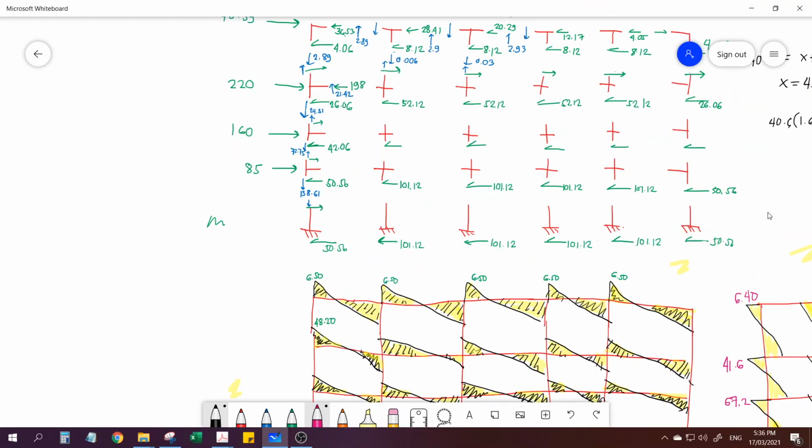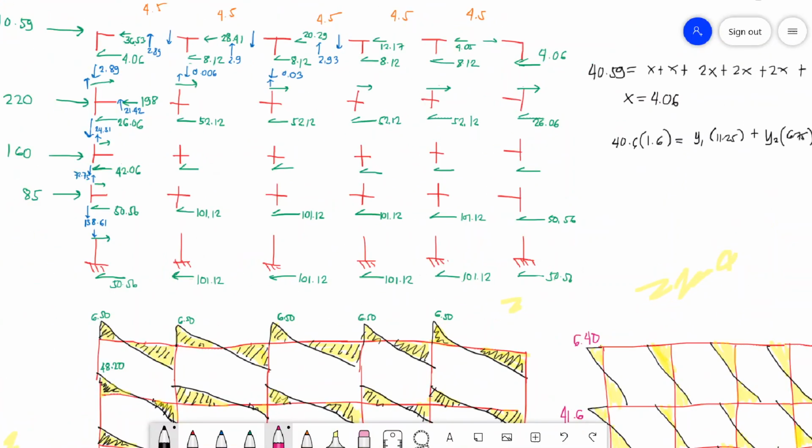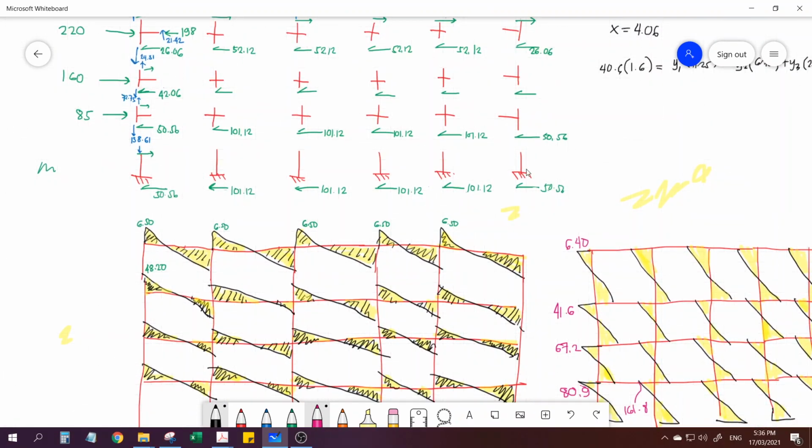So, how about sa column? Sample tayo ng column. Moment sa column is yung shear mo, 4.06 times yung distance na to, half of the height. 1.6 yan, no? Kasi 3.2 yung natin, center floor to floor. 4.06 times 1.6 is 6.4. Then 26.06 times 1.6 is 41.6. Ayan. So ganun lang magkuha no.